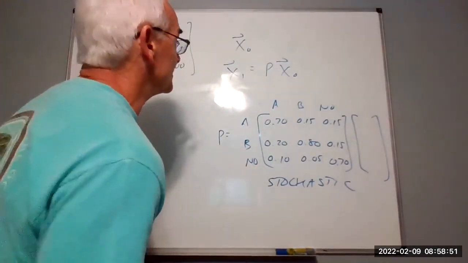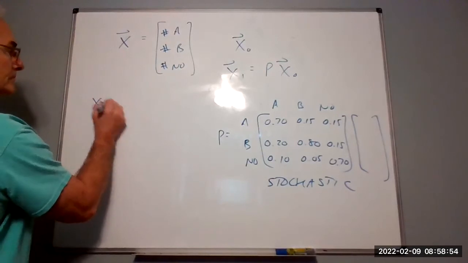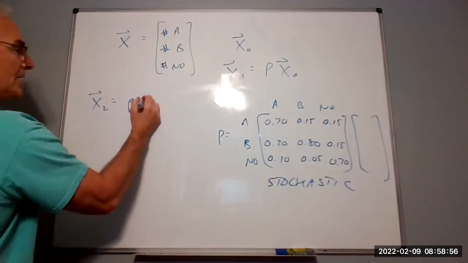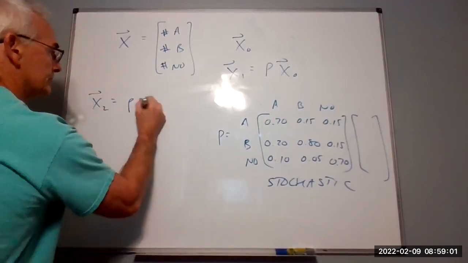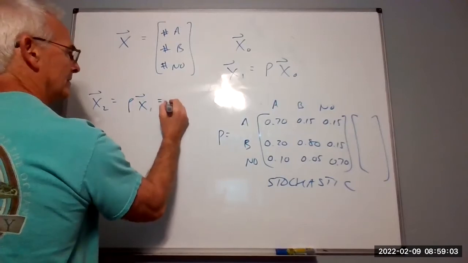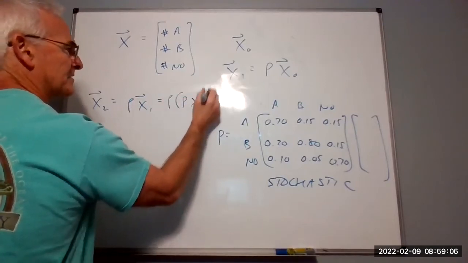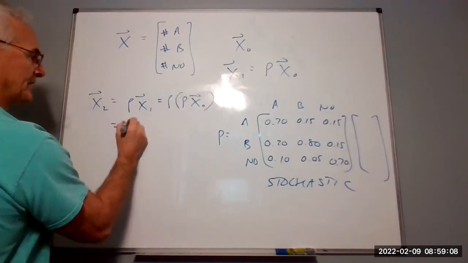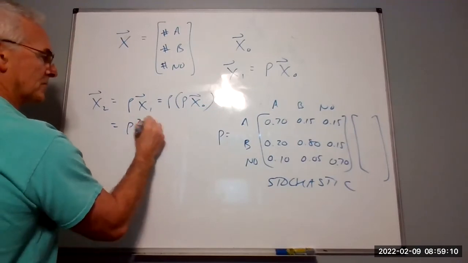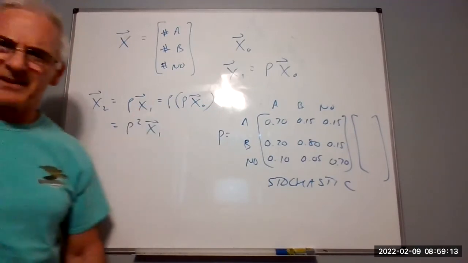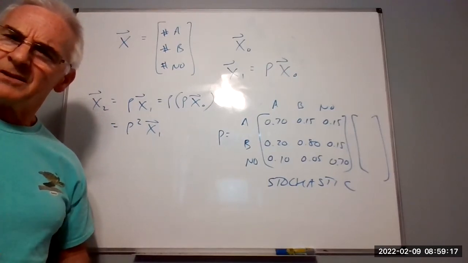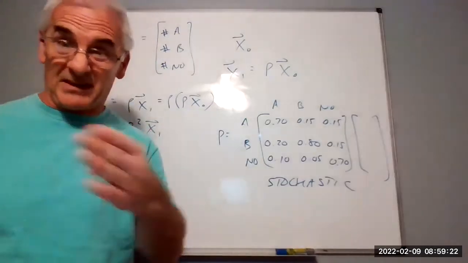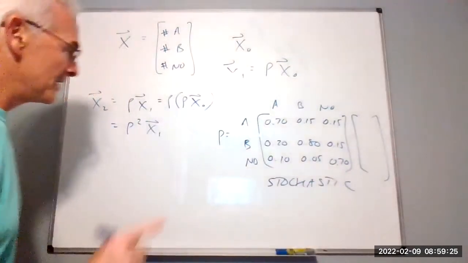Now, question is, what's X2? Well, X2 would be P times X1. But X1 was P times X0. Oh, so that's P squared times X0. Can you square a matrix? Is that legal to square a matrix? What do you think? Yes. If the matrix is square, then P squared is just P times P. Yeah, that's totally legal. Now let's go one more.